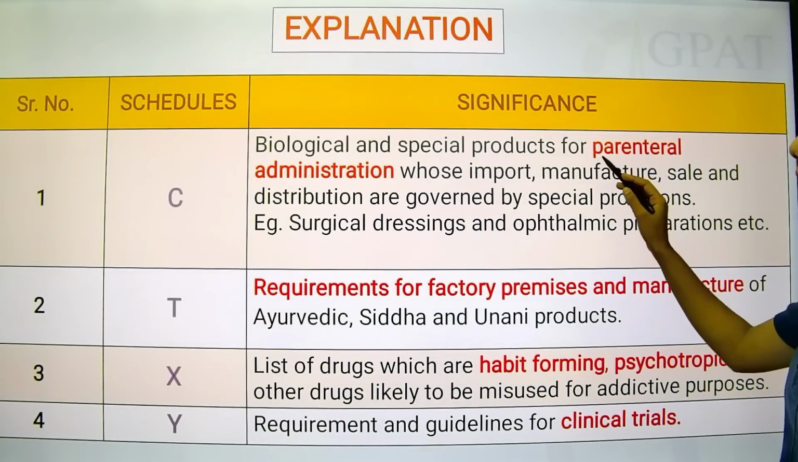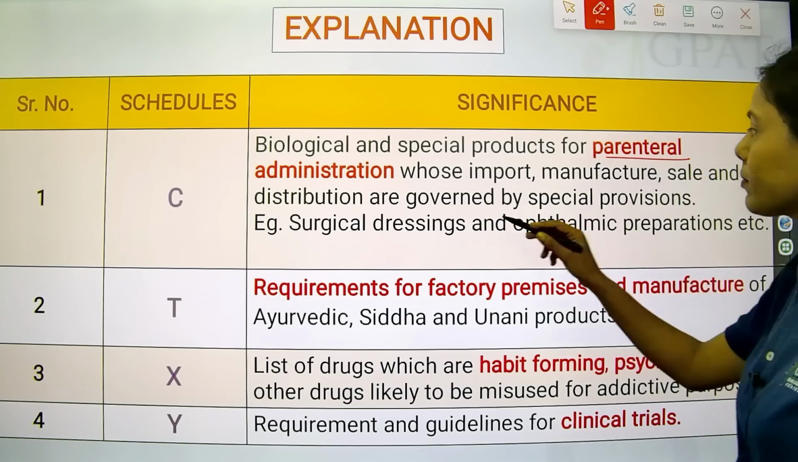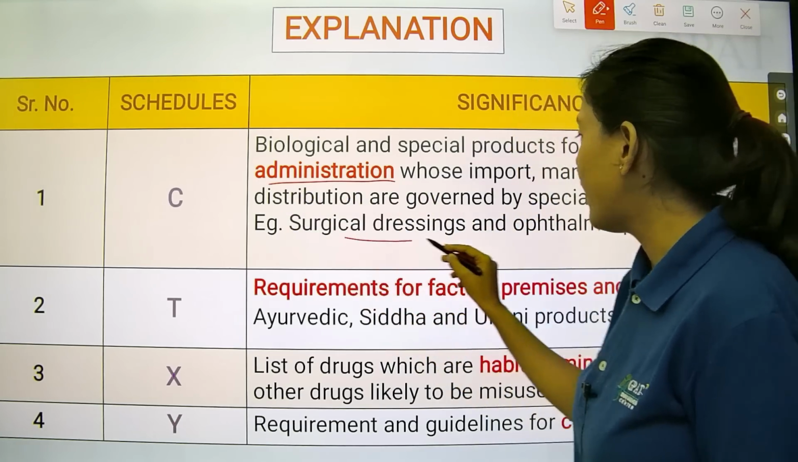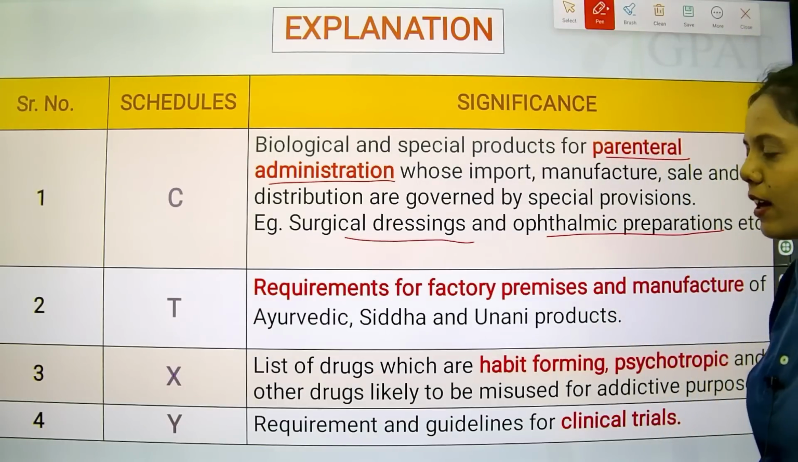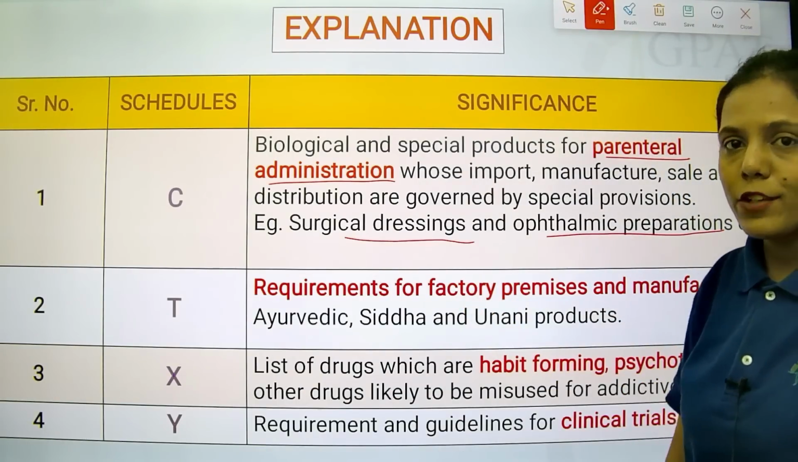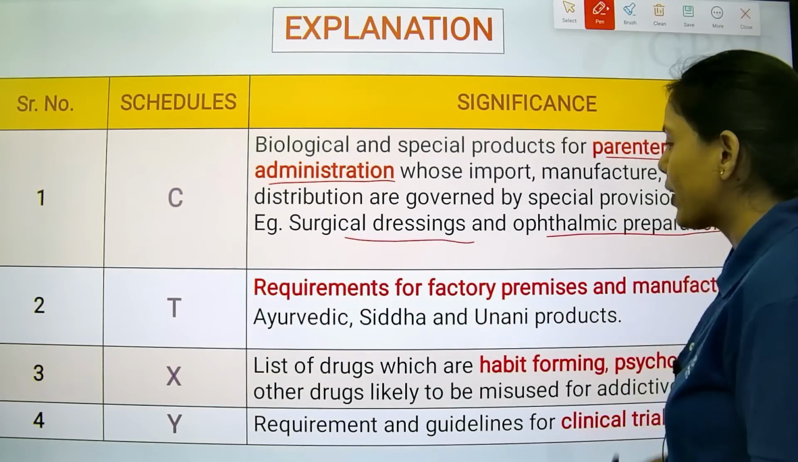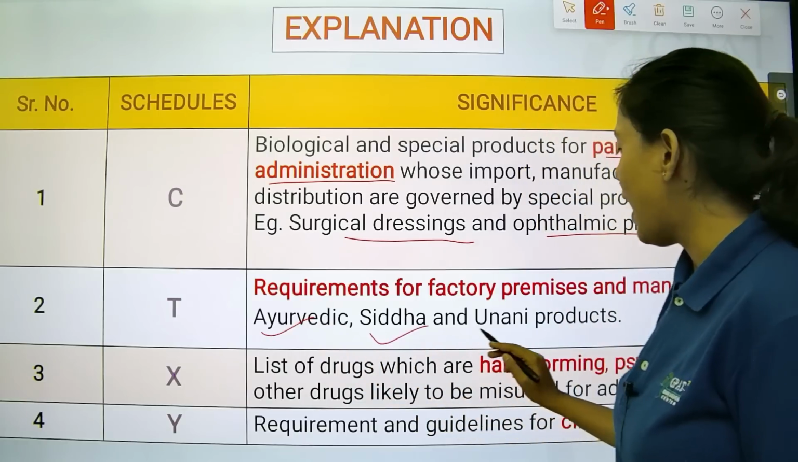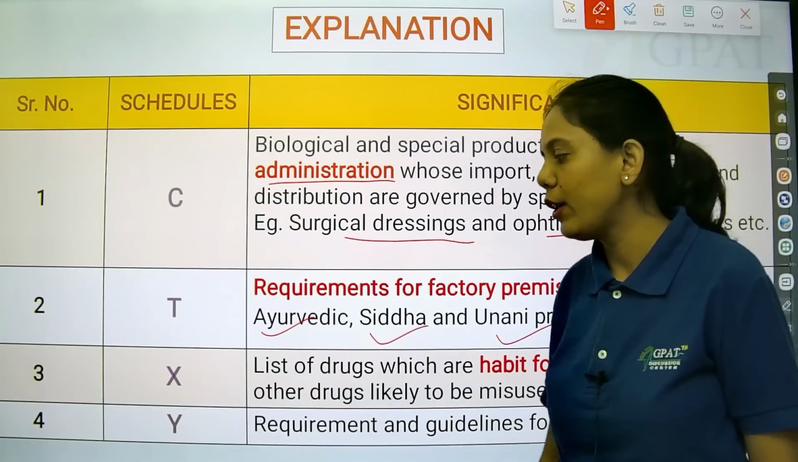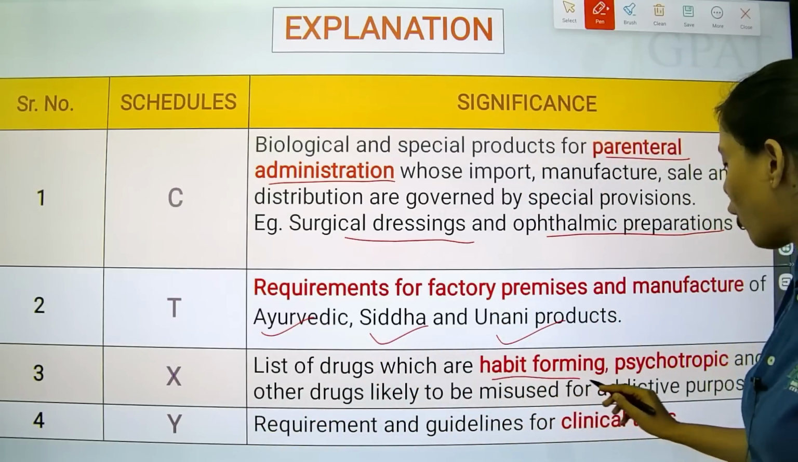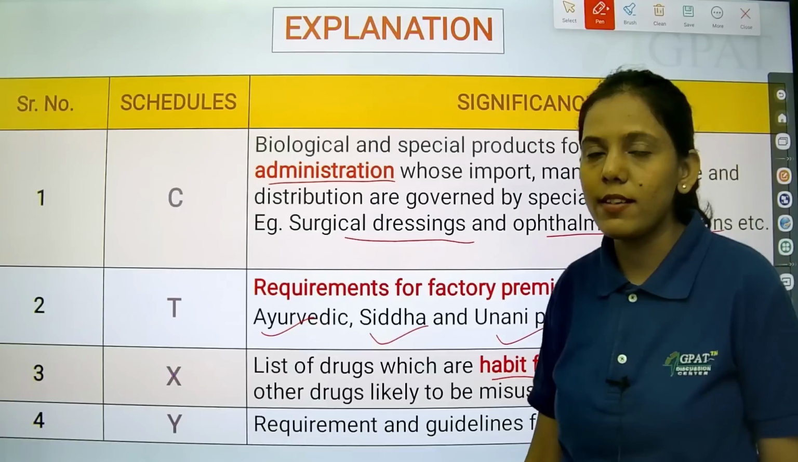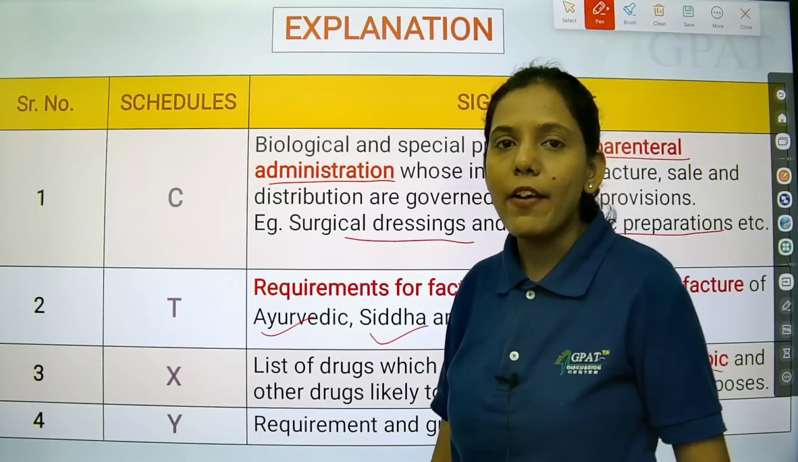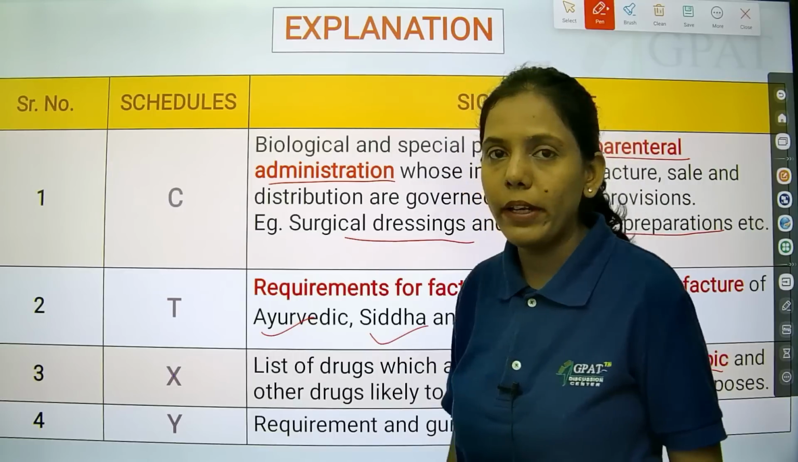C is for the parenteral administration, like surgical dressings, ophthalmic preparations, etc. T is for the requirements for factory premises and manufacturing of Ayurvedic, Siddha and Unani products. All three it includes. X is for the habit forming or psychotropic substances. It is a list of drugs having psychotropic or habit forming properties.